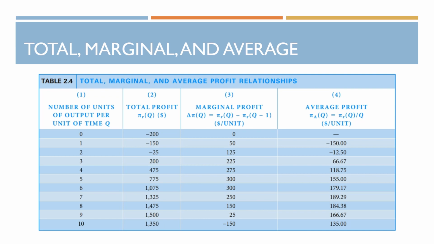But the firm will never consider producing the 10th unit, and the reason is that producing that 10th unit will start reducing the total profit the firm earns in the market, which is counterintuitive.